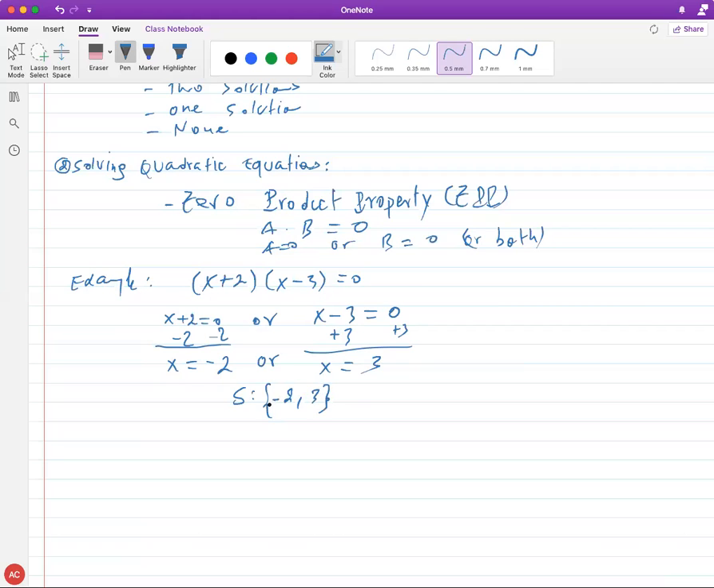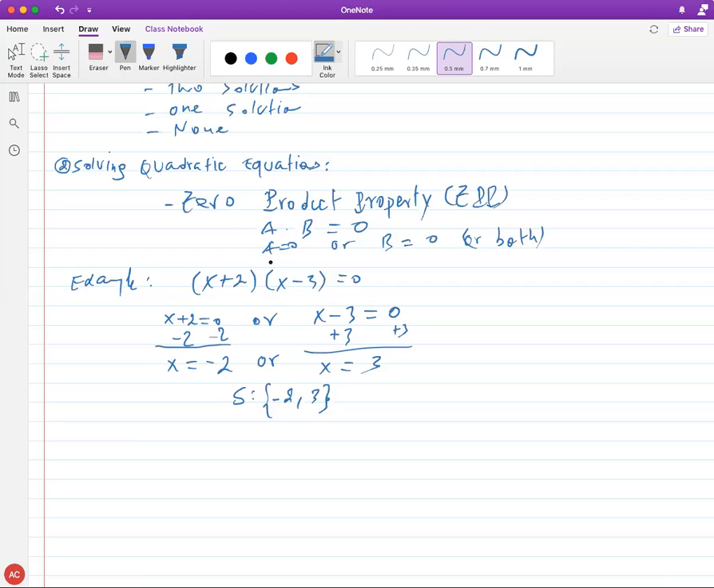Okay, so that's the solution set. You can easily check: if you plug 3 here, this will be 0, and 0 times anything will be 0. Or if you plug -2 here, this turns into 0, and 0 times anything will be 0. That's basically what we mean by the zero product property.